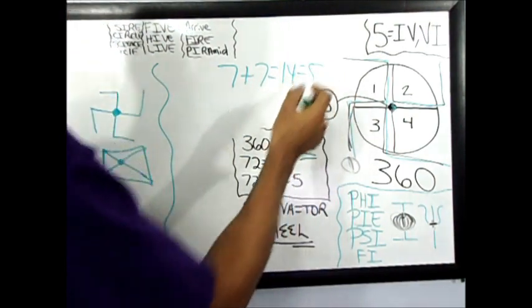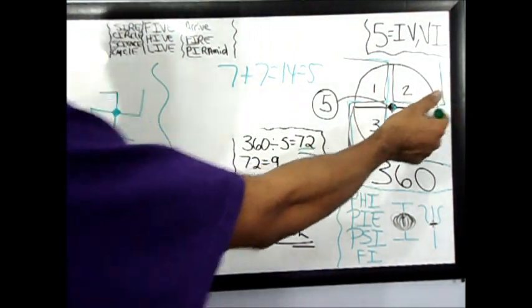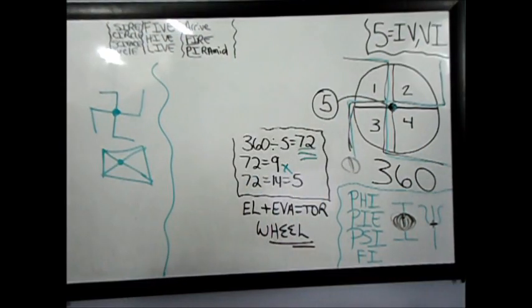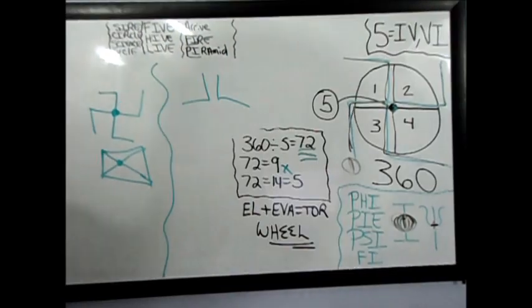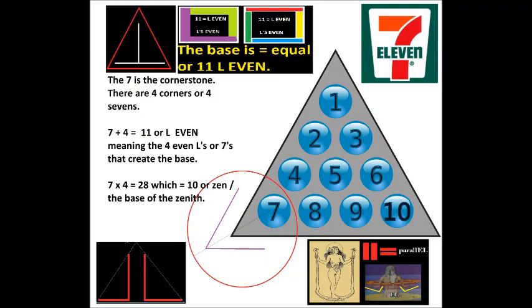7 plus 7 is 14, which equals 5. We know that that means the pyramid from the top view, us looking down on the pyramid. So 2 sevens in sacred geometry will create a pyramid from a front view like this. Here go your 2 sevens that created 5.